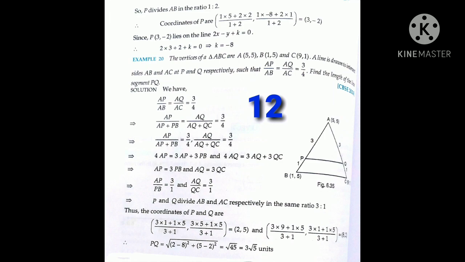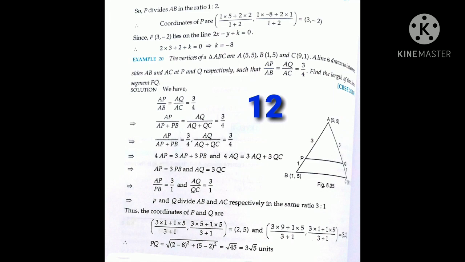So as per the question, we are having AP by AB is equal to AQ by AC, which is equal to 3 by 4, right? So we write AP by AP plus PB, right? AB is equal to AP plus PB and AC is equal to AQ plus QC, okay? And this whole is equal to 3 by 4. So once we equate AP by AP plus PB is equal to 3 by 4, and then on the other hand we will also calculate AQ by AQ plus QC is equal to 3 by 4, right?